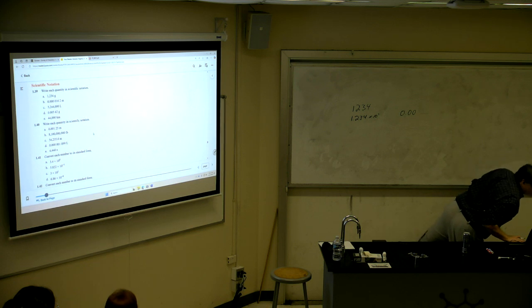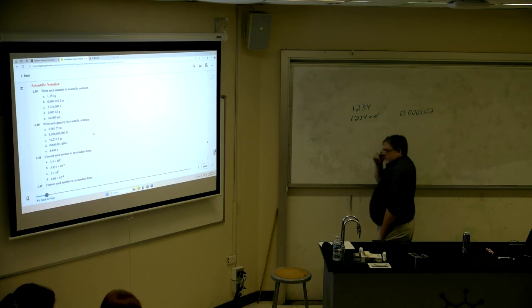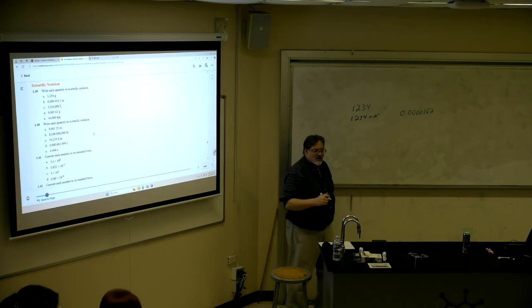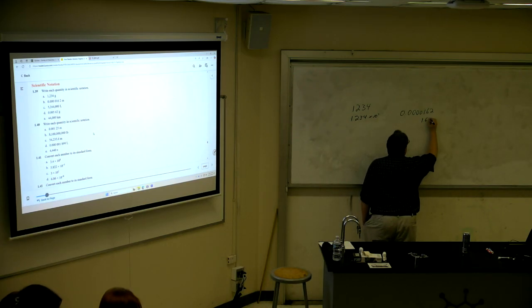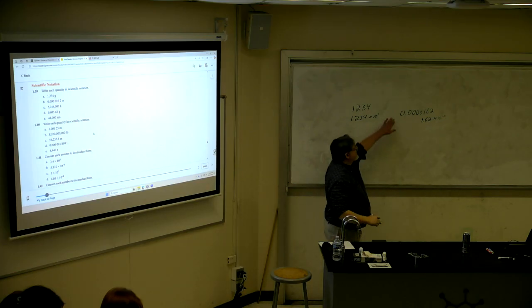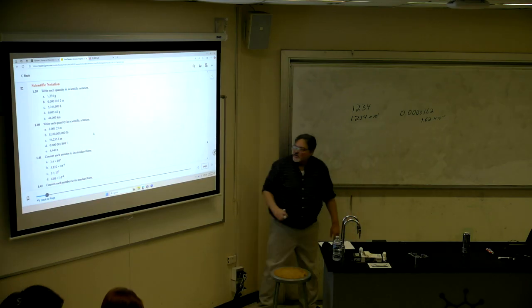0.0000162. So you look at it, how many significant figures are there? It's these 3, so 1.62 times 10 to the negative 5. So there's the standard way of writing a number. There it is in scientific notation, and you see the 3 significant figures.